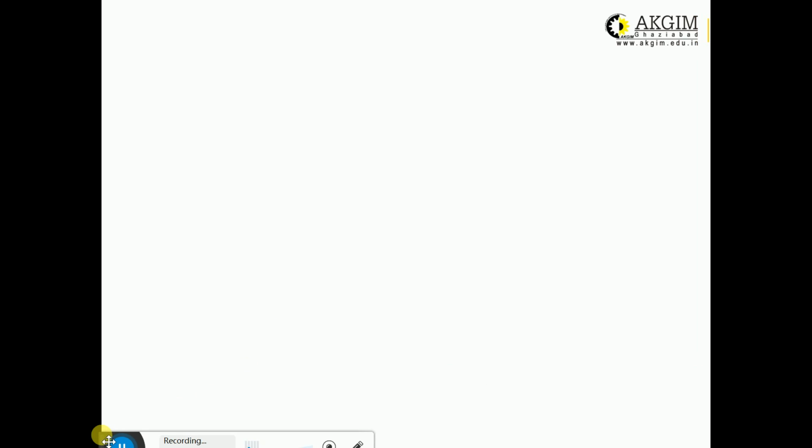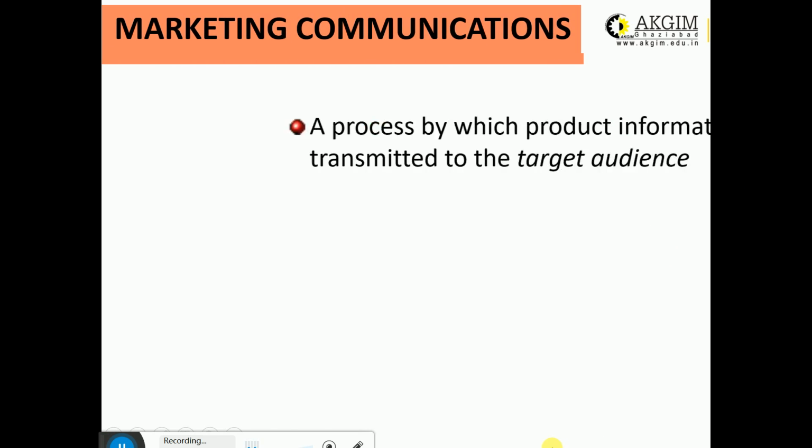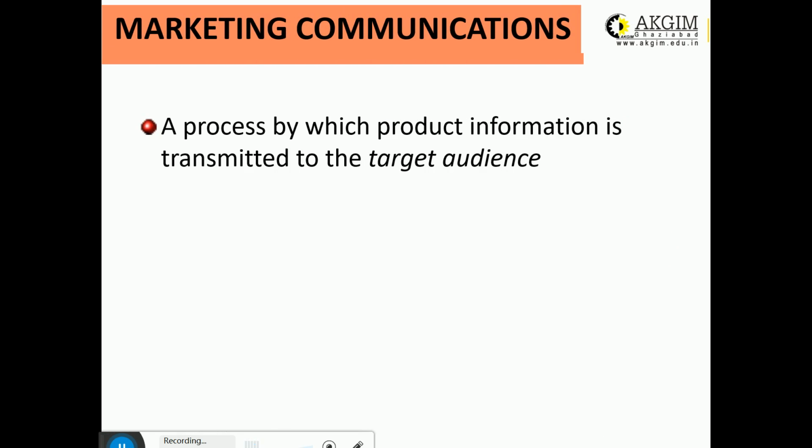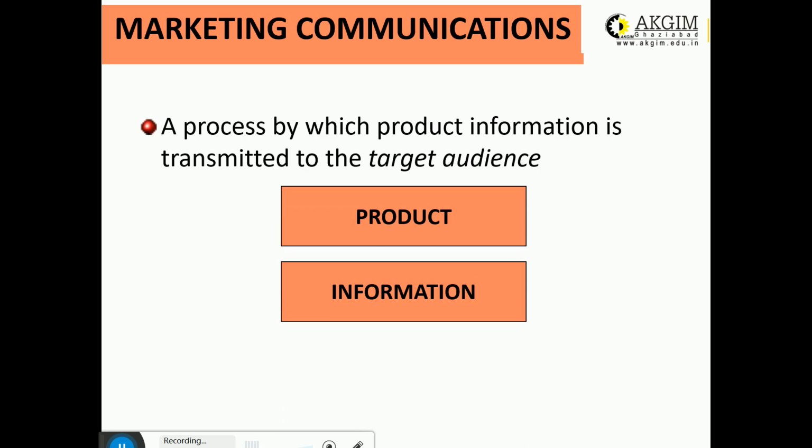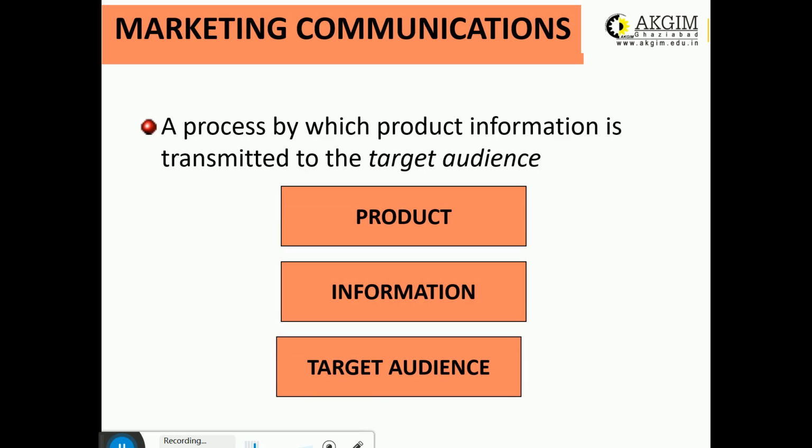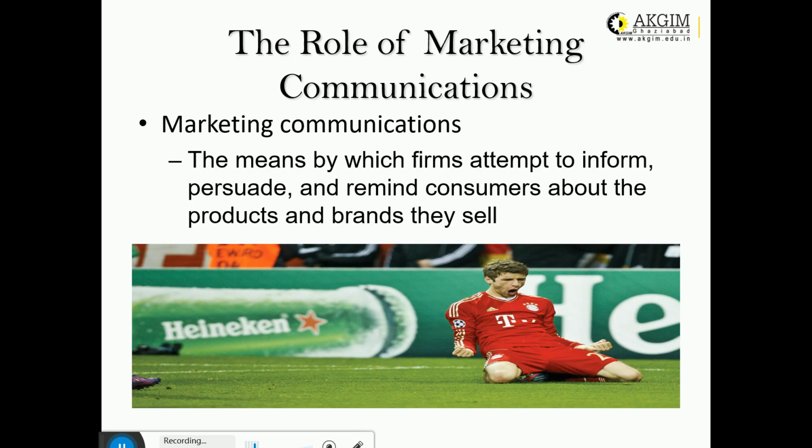I earlier said that it's a process, an effort by a company through which the company communicates with its target audiences. Marketing communication is a process by which product information is transmitted to the target audiences. It's about product, it's about information, and it's about target audience. In this session, we'll be talking about these three important elements, which are part of the marketing communication process. Let me come to the role of marketing communication.